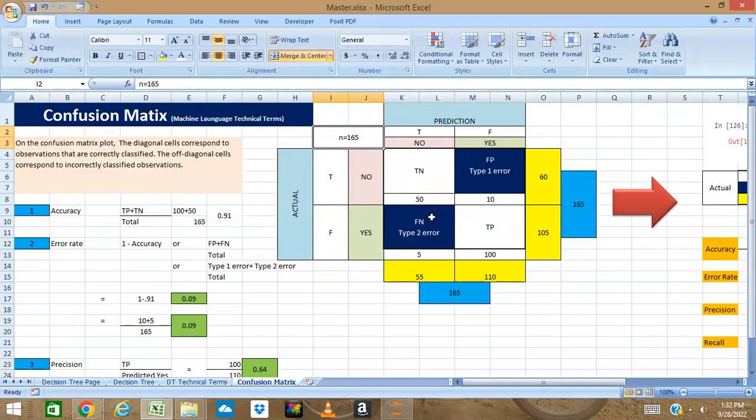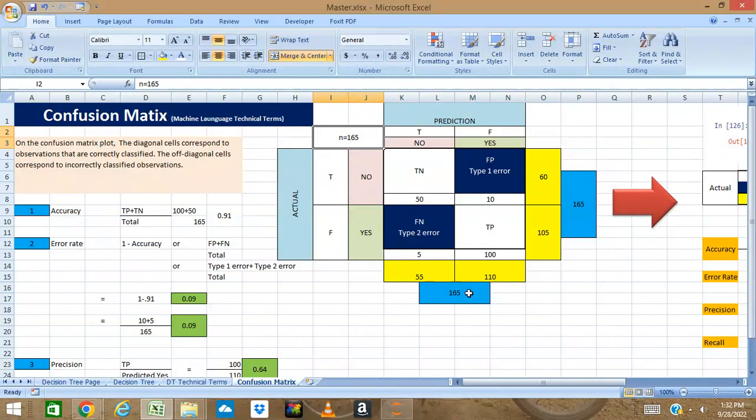Now move to prediction, same. If I total the prediction no, it's 5 and 50, it's a 55. And prediction yes, 10 and 100, it's a 110. So the total of prediction also should come to 165. Right. Prediction or actual cannot go beyond the total data, 165. Hope you understand these things here.